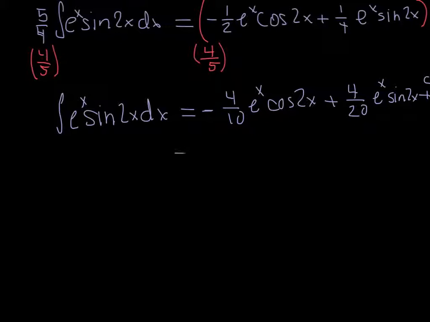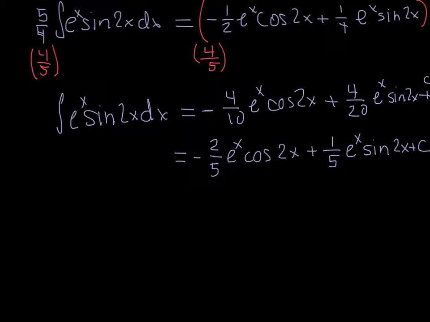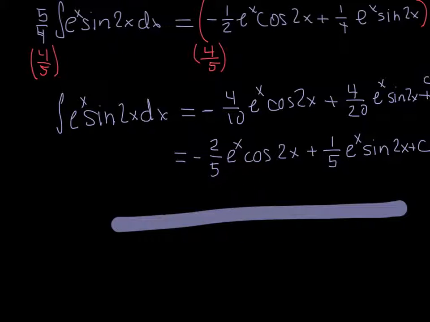So finally we got to the end. We're going to simplify this fraction. This would be 2/5 of e to the x cosine of 2x plus 1/5 times e to the x sine of 2x plus the constant. And after all this work, we're done.